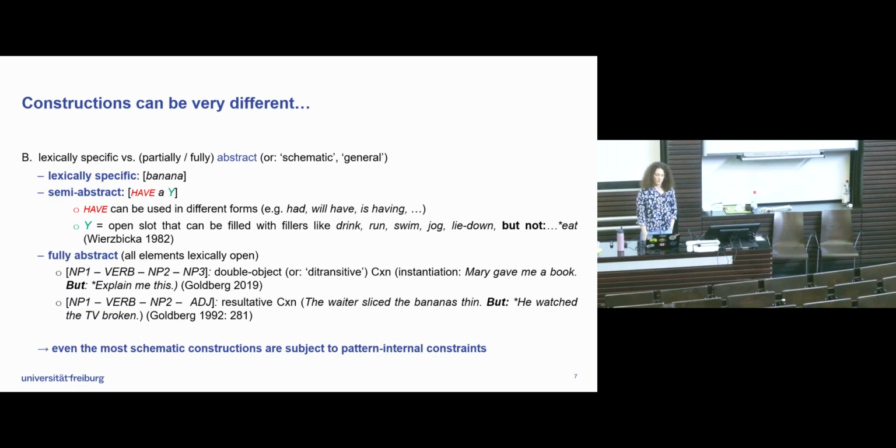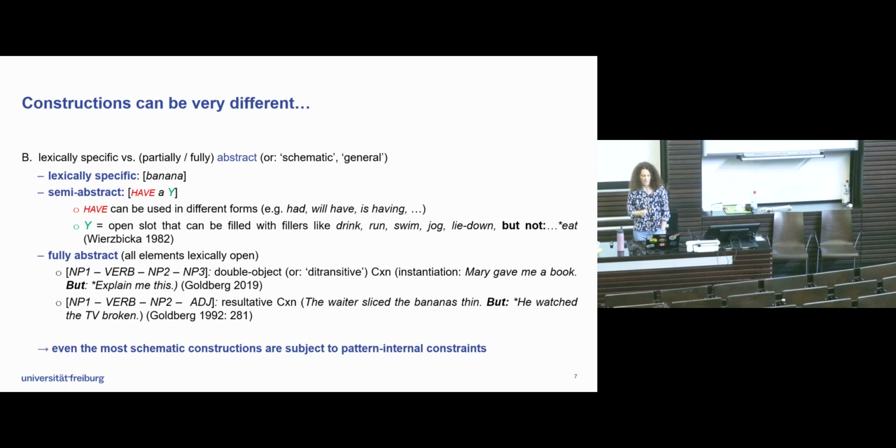Another dimension along which constructions can differ is that they can be lexically specific, just like the single lexical item banana. They can be semi-abstract, like have a Y, which can be filled by different elements. So first of all, have can assume different forms, so it could be have, had, etc., or having, but Y stands for an open slot here that can be filled by different lexical items, like, for example, have a drink, have a run, have a swim, etc. This is relevant for the rest of my presentation because that's what we will be focusing on in our common project, Lotte and I. And then finally, we also have fully abstract constructions.